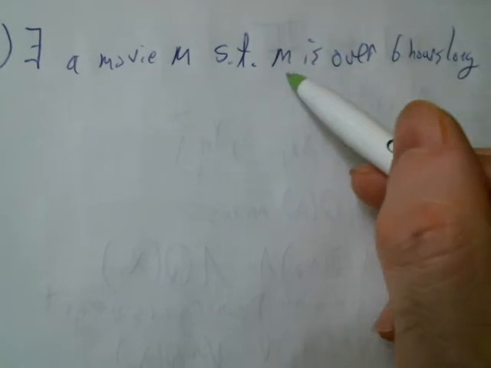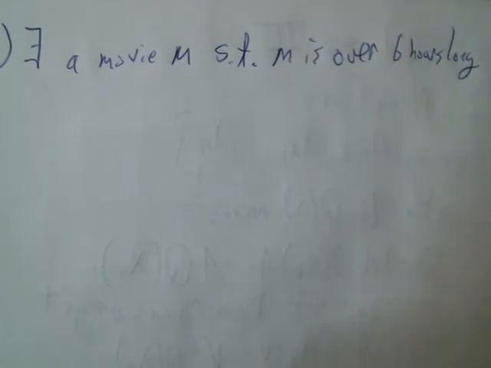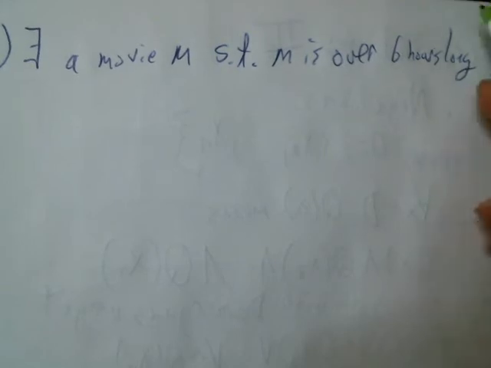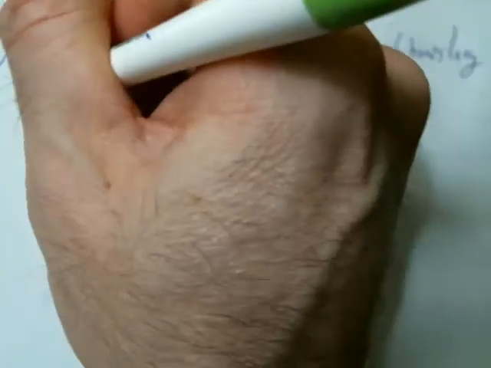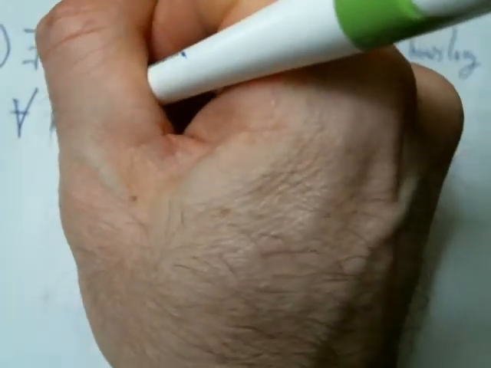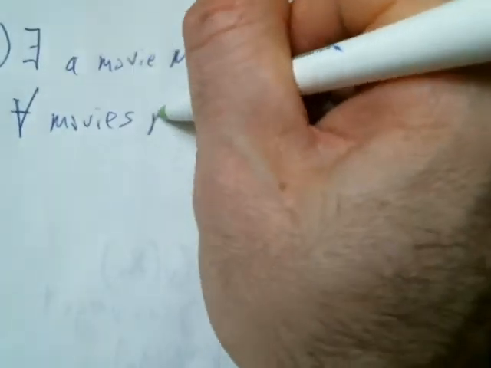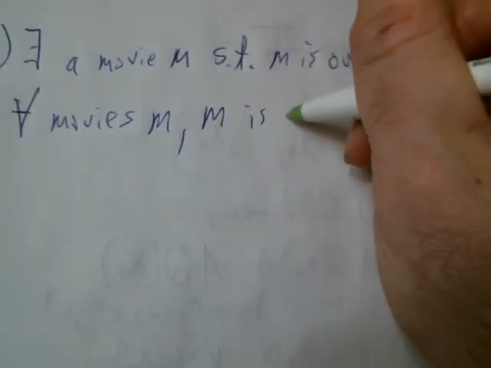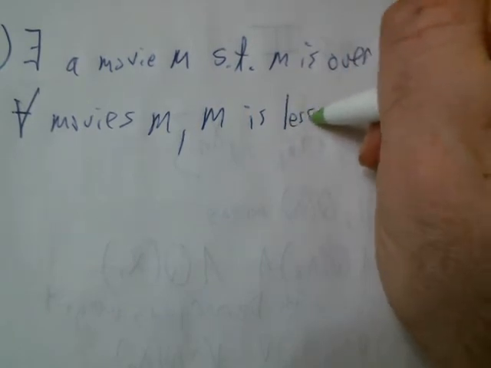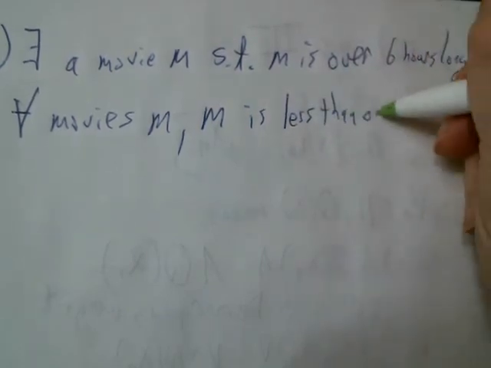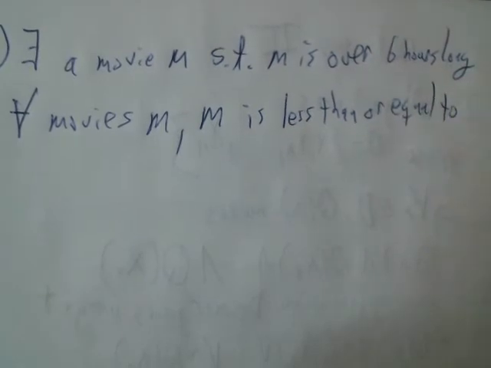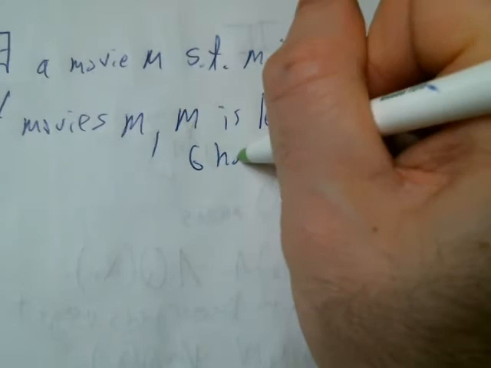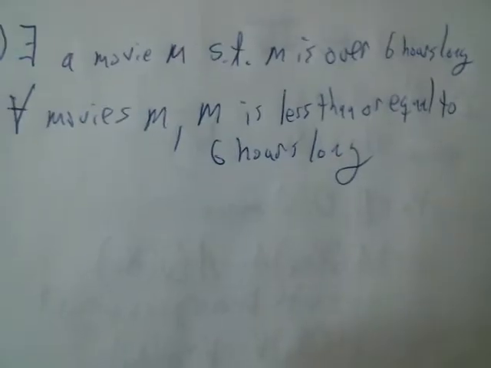Okay, so the negation of M being over 6 hours long would be M being less than or equal to 6 hours long. All right, so the negation is: for all movies M, M is less than or equal to 6 hours long. Okay.